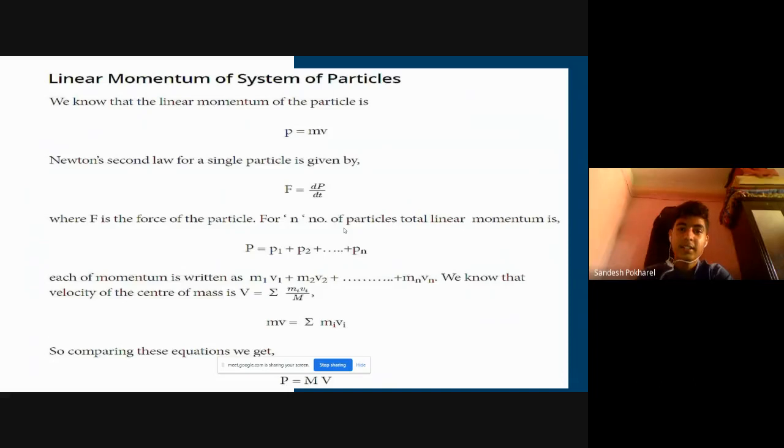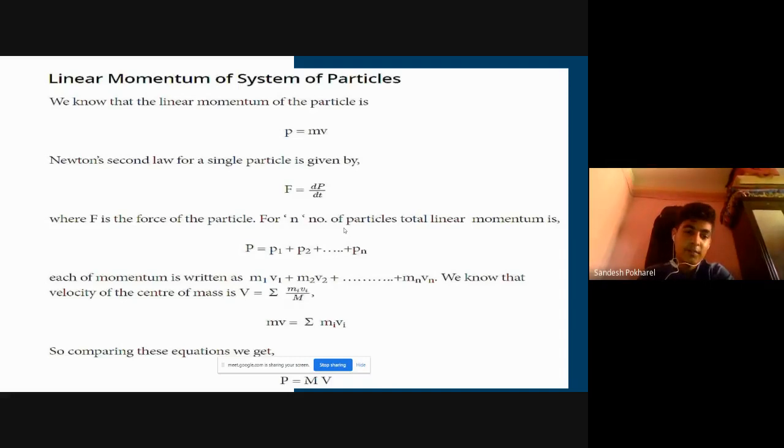We know that the linear momentum of a particle is p equals mv. Newton's second law for a single particle is given by F equals dp upon dt, where F is the force on the particle. For n number of particles, the total linear momentum is p equals p1 plus p2 plus p3 plus up to pn. Each momentum is written as m1v1 plus m2v2 plus up to mnvn.